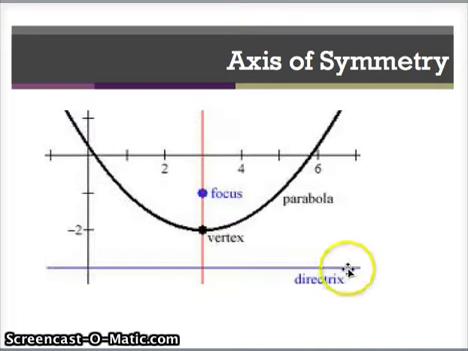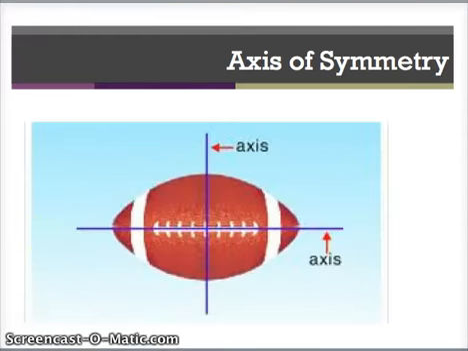You don't need to worry about these other vocab terms just yet. We're just worried about this red line, which is called the axis of symmetry, which is the middle of the parabola. A football is a common parabola.